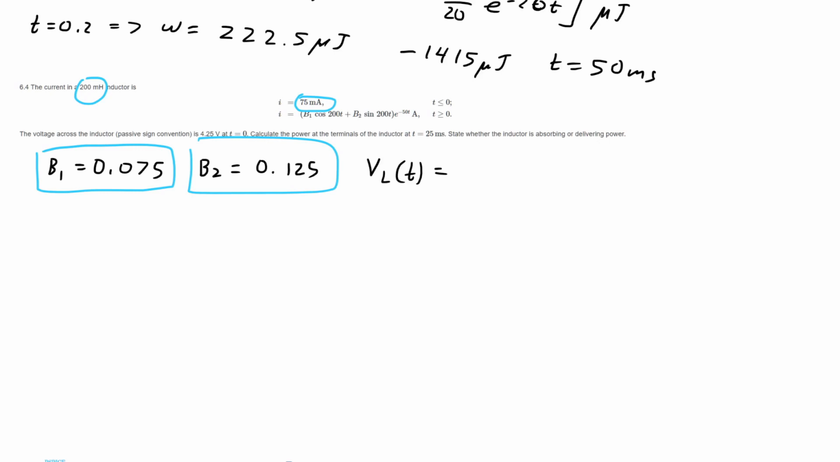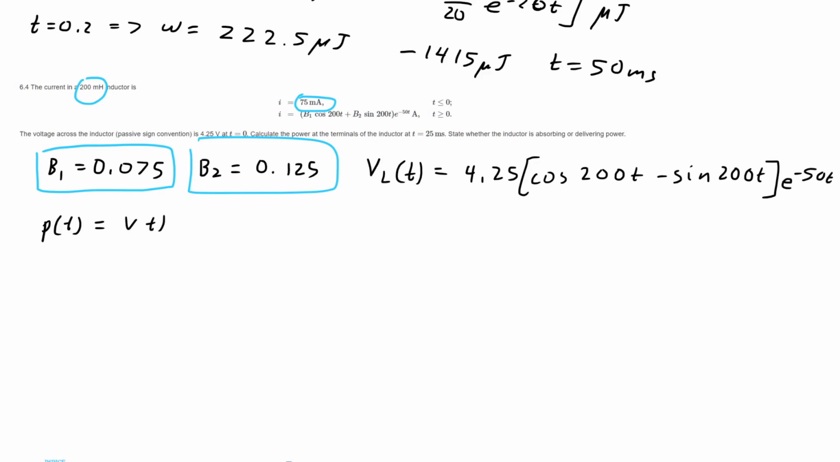This is something you get as part of the process, basically. So 4.25, that's our initial voltage, cosine 200t minus sine 200t. And that's from the derivatives, basically. That's where that's coming from. Anyway, e to the minus 50t. And then multiply them together. Power at time t is going to be VL(t) times IL(t).